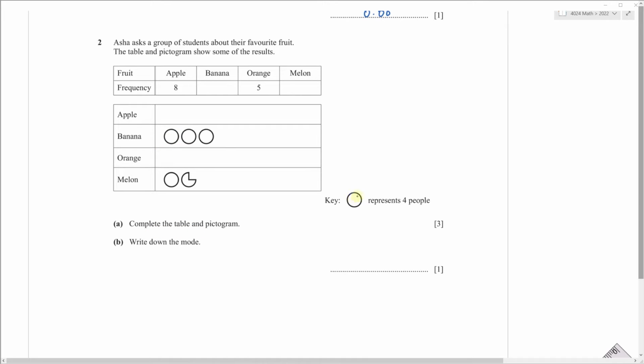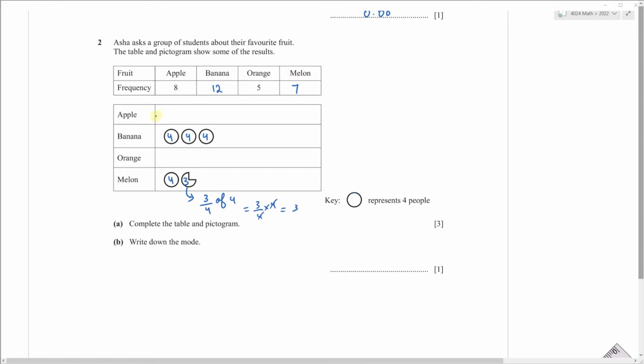In this pictogram, each circle represents 4 people. So for banana, this is 4, this is 4, and this is 4. So 4 times 3, the frequency is 12. For melon, this full circle is 4, and this circle here is 3/4 of a circle, not a full circle. So the full circle represents 4, and this will represent 3/4 of 4, which is 3 by 4 multiplied by 4. 4 and 4 cancel out, so this is 3. So this here represents 3. 4 plus 3, the total frequency for melon will be 7.